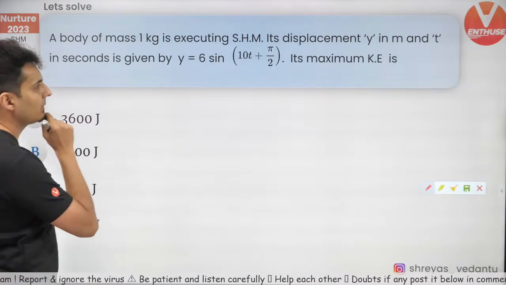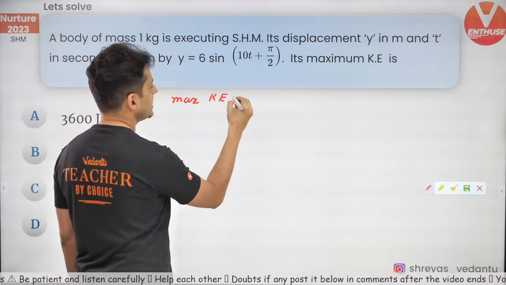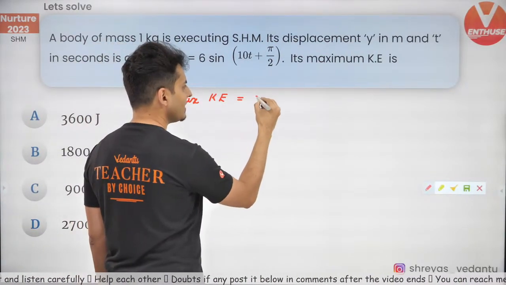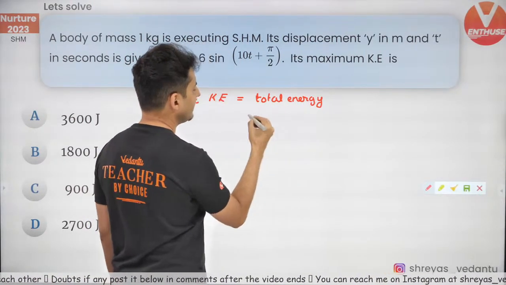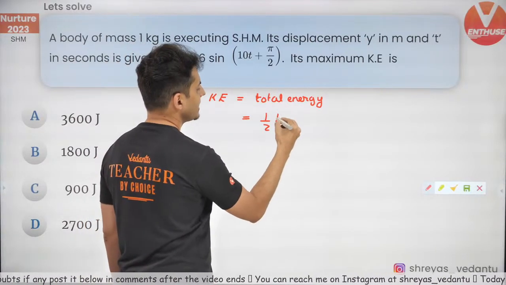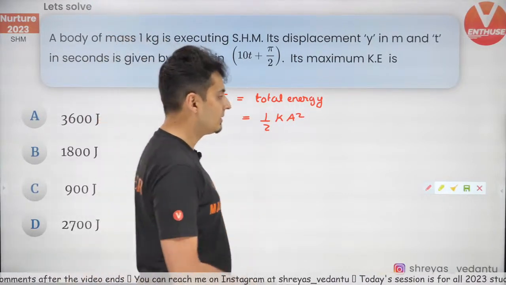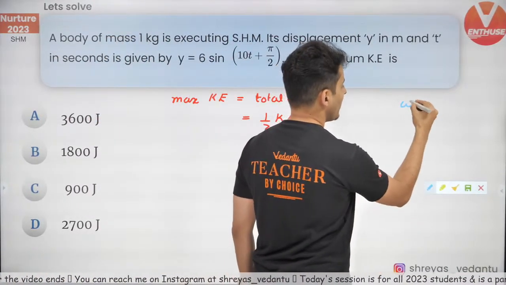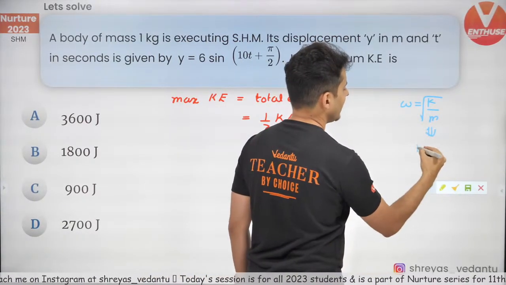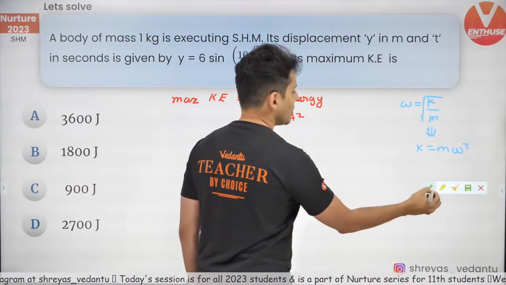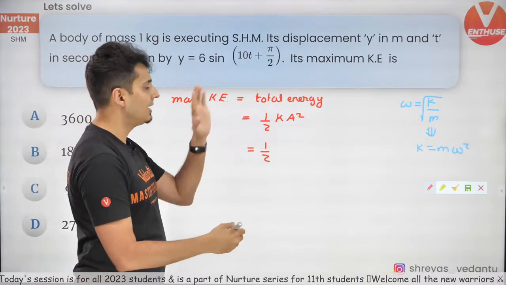So we need to find the maximum kinetic energy. Max kinetic energy will obviously be the total energy of that system. And what's the total energy of that system? It's going to be half K A square. But I do not know the value of K, but I know something else. Remember this, omega is the root of K by M, and when you square it, you get K is equal to M omega square. So how about using that over here? Because I know the mass and I think I can find out omega also.